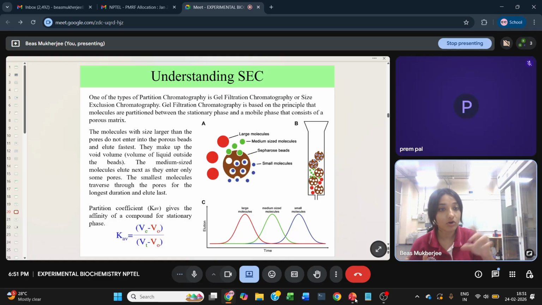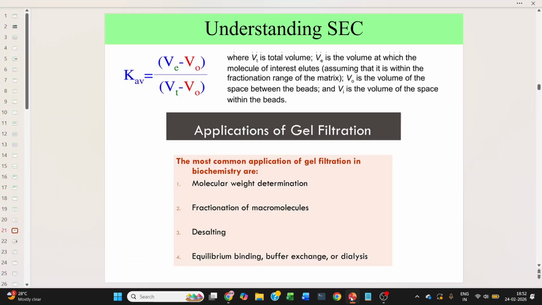Okay, so outside the bead, all the white area that you can see in the figure, that is the void volume. The medium sized molecules elute next as they enter only some pores. The smallest traverse through the pores for the longest duration and they elute the last. So partition coefficient or KAV is equal to VE, that is volume of elution, minus V naught, where V naught is the void volume, divided by VT, that is volume total, minus V naught, once again the void volume. So this formula you should remember. Okay, it's very important. So in the next slide, this is explained in more detail.